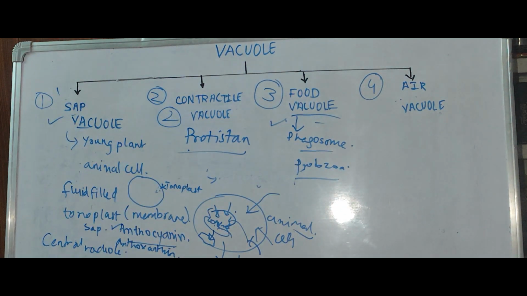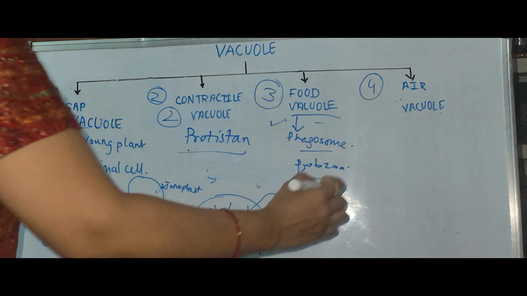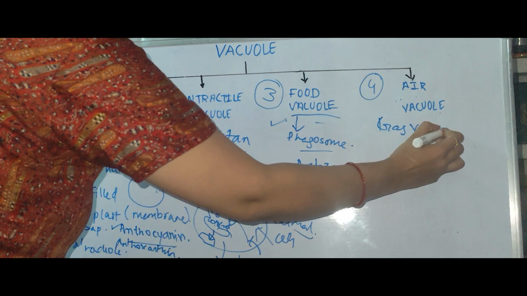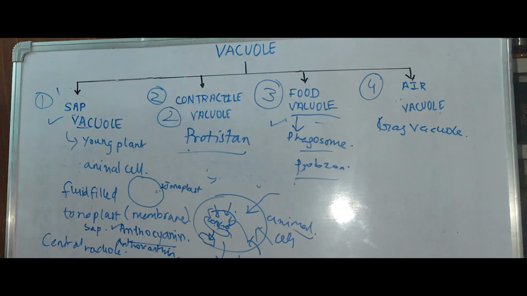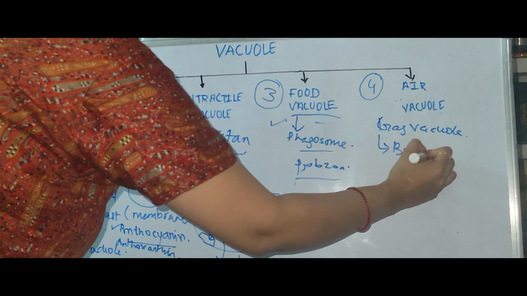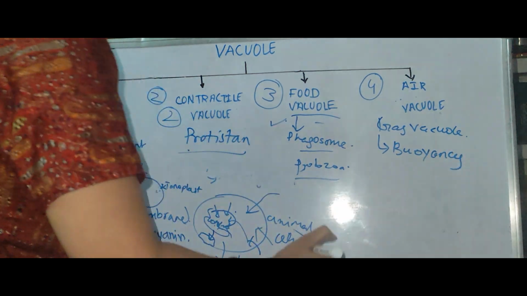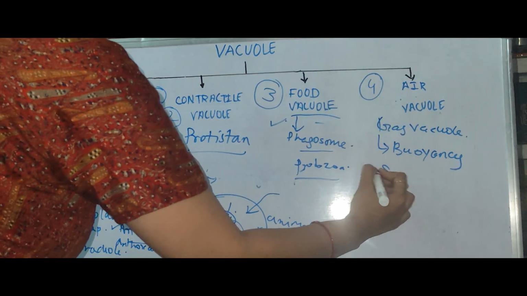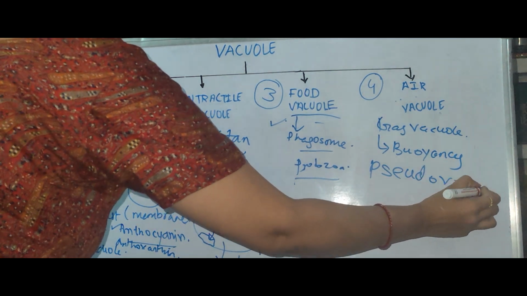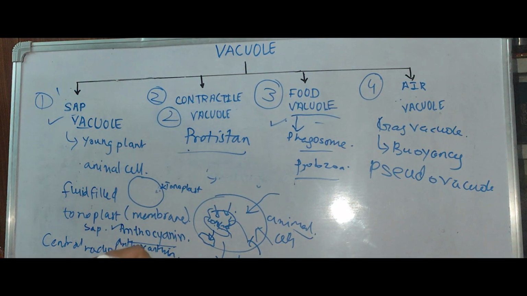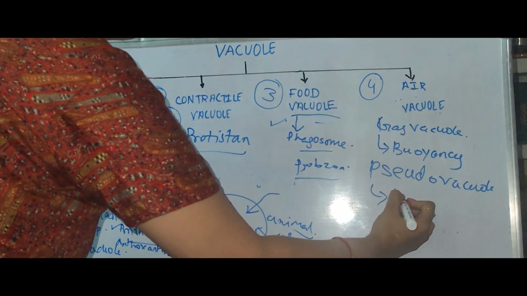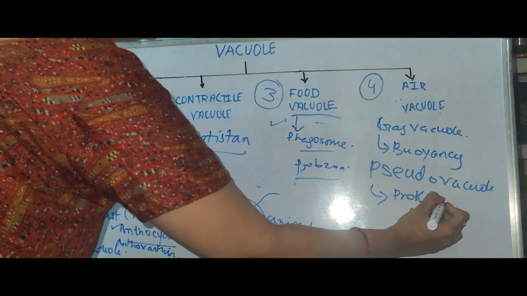Next one is your air vacuole. Air vacuoles are also known as gas vacuoles. This helps to provide buoyancy to the cell, and it is also known as pseudo vacuole. Now this pseudo vacuole is generally seen in prokaryotes.